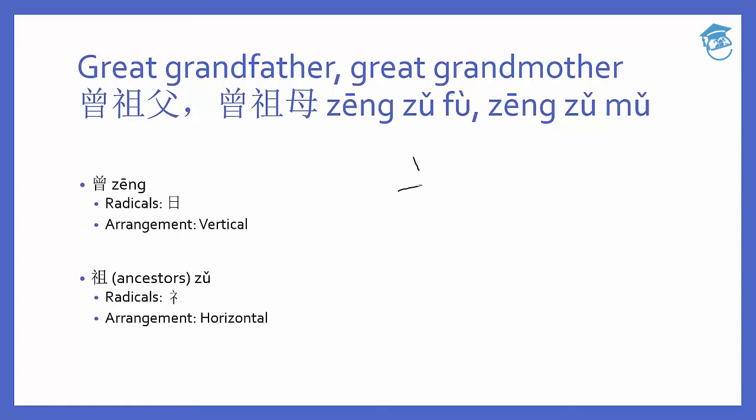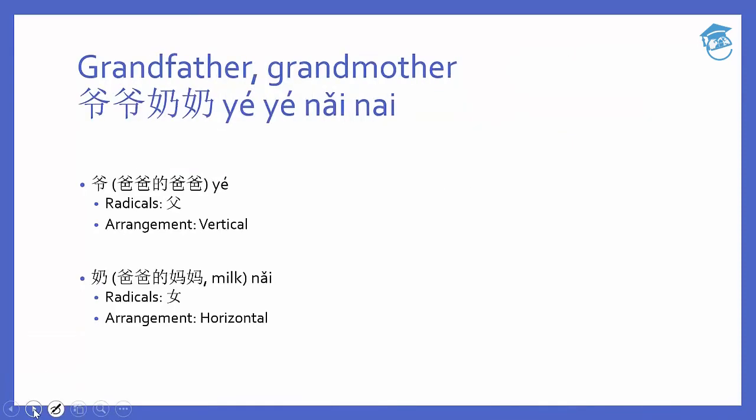1 2 3 4 5 6 7 8 9. 9 strokes for this word, 祖. Let's look at the next one. We have a lot to cover. So this one is just to tell you how to say grandfather or grandmother, specifically from the paternal side.